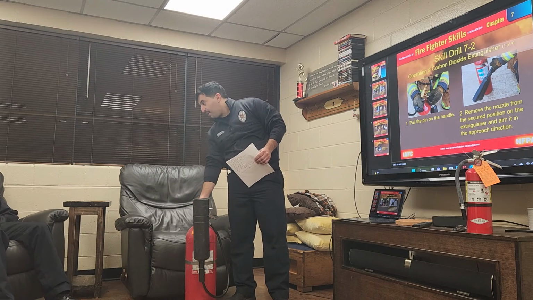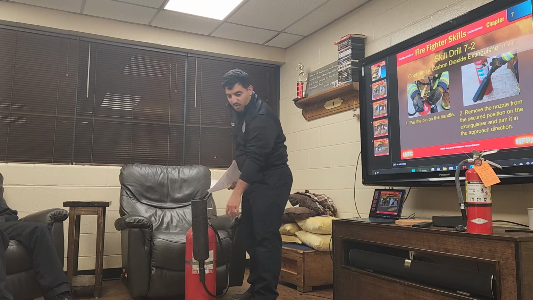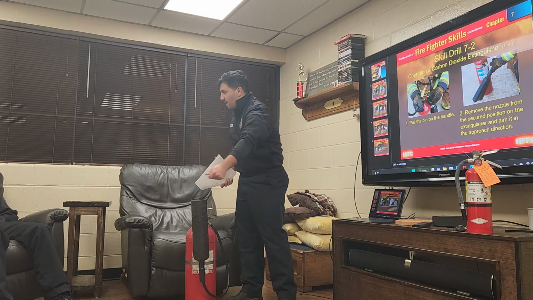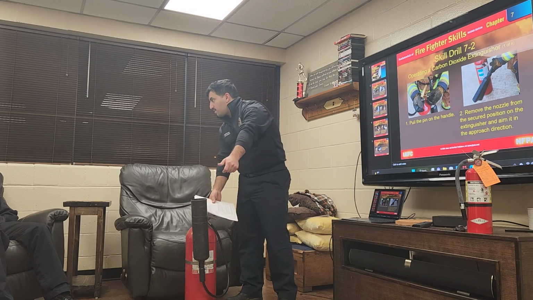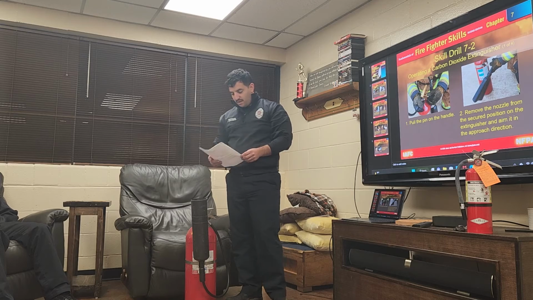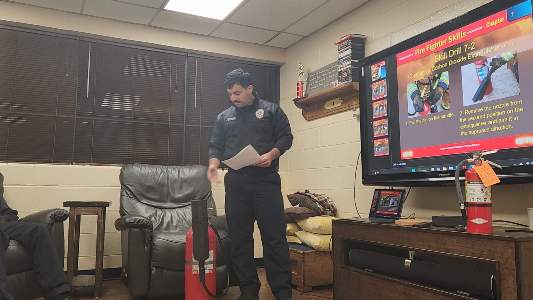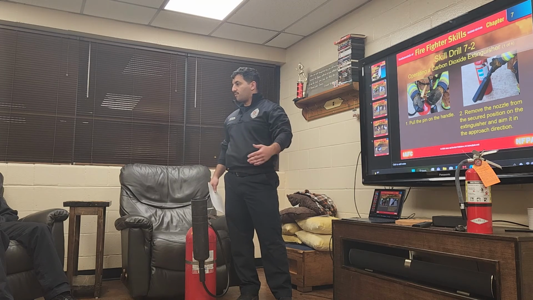So you gotta pull the pin, and then take the horn out. It's called a horn, and for that one it'd be a nozzle. You pull the horn out, aim it where you're gonna fire it, squeeze the handle, and just start sweeping it. So those are the four steps to basically operating a fire extinguisher. You gotta always keep your safety in mind.